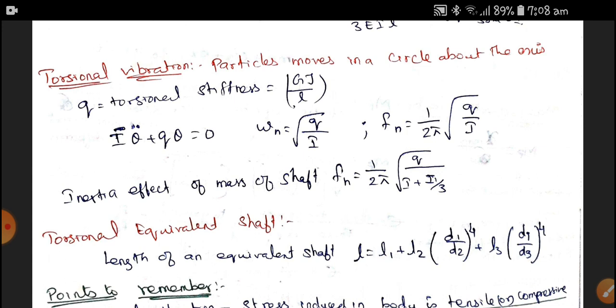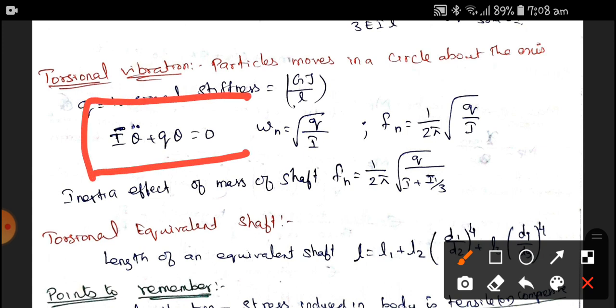Therefore the governing equation becomes I theta double dot plus q theta is equal to 0, where the natural frequency omega n becomes square root of q by I, and the frequency becomes 1 by 2 pi square root of q by I. If the inertia effect of the mass of the shaft is considered, then f of n is equal to 1 by 2 pi square root of q divided by I plus I1 by 3. Here I is the inertia of the shaft, I1 is the inertia of the spring.